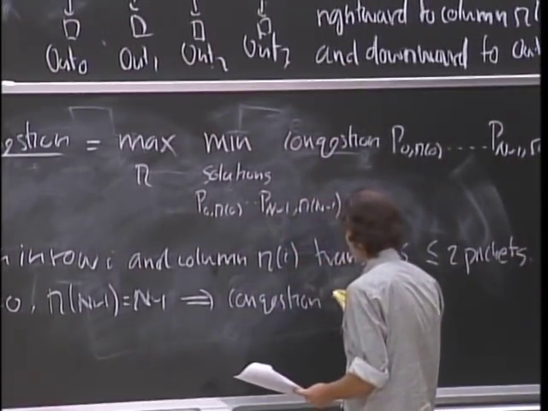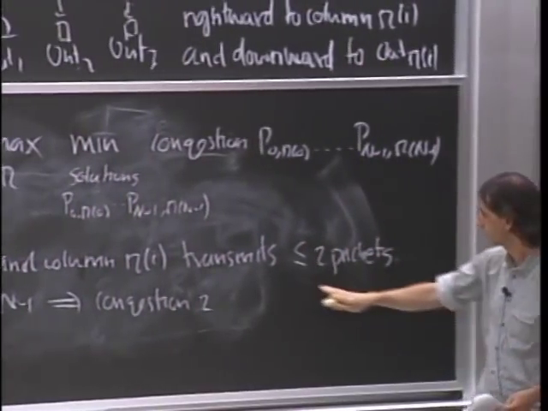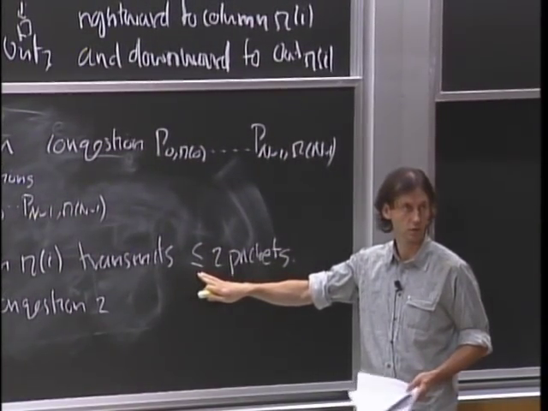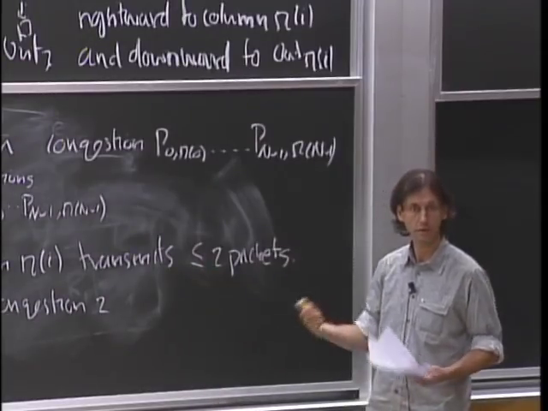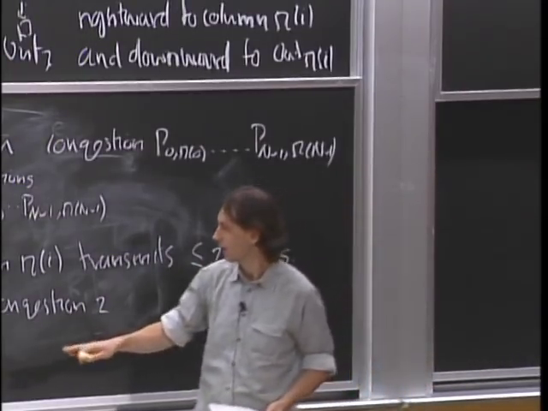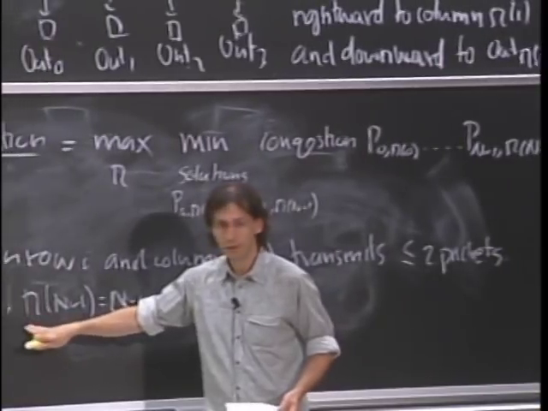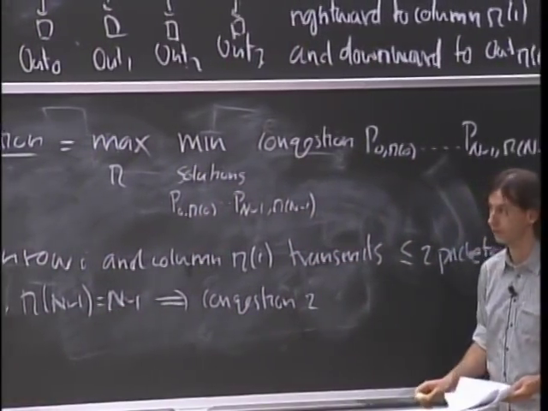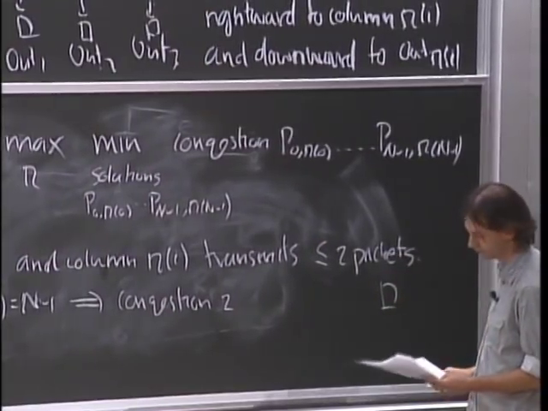So now the proof is complete because we have shown this upper bound. So for any permutation, the congestion is at most 2. And we see that this specific permutation achieves this congestion. So this is the end of this proof.